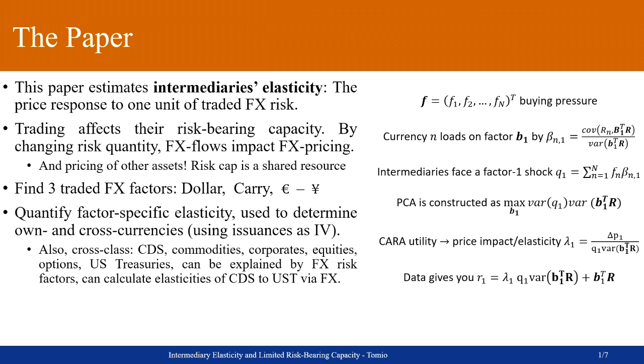This paper's goal is to estimate intermediary elasticity. The idea is calculating the price response to 1 unit of traded FX risk. Now you'll notice that the authors don't set out to calculate the elasticity of one single currency, but rather they think in terms of factors. Why? Well, it makes sense because currencies tend to comove. And if I'm a dealer and I have two customers coming to me with two different trades, maybe those trades are going to offset because they're in the same currency, but maybe they're not in the same currency. However, they're going to offset because the risk inherent in these two currencies offset each other.